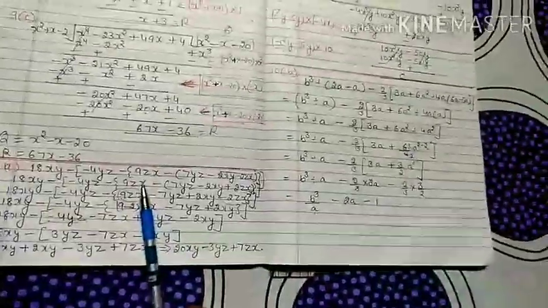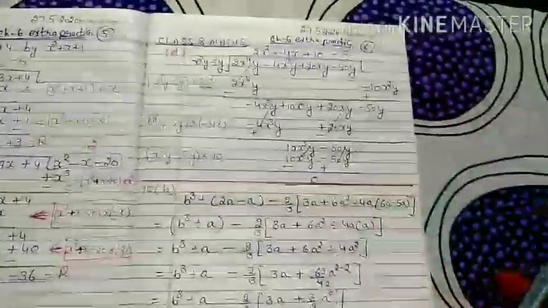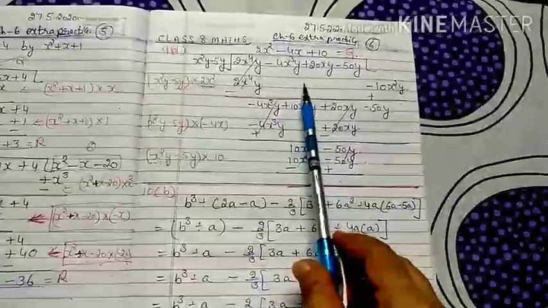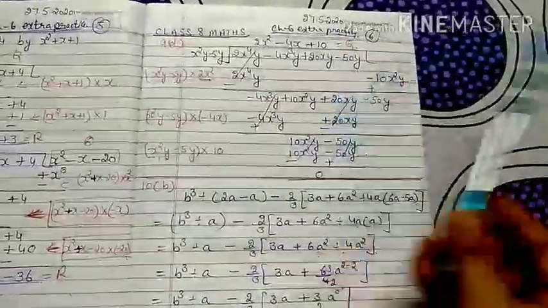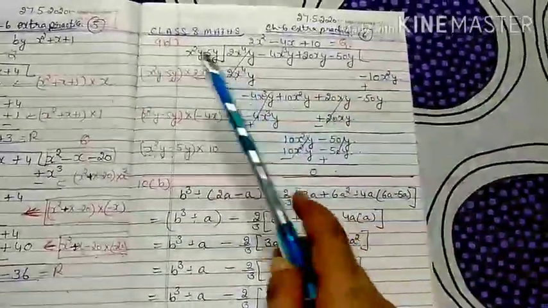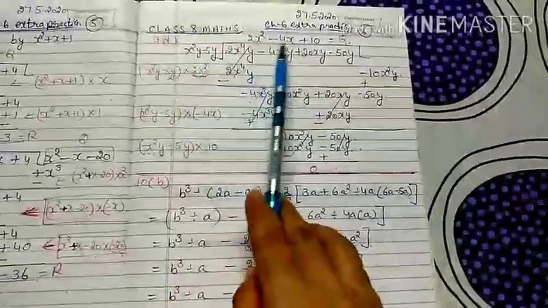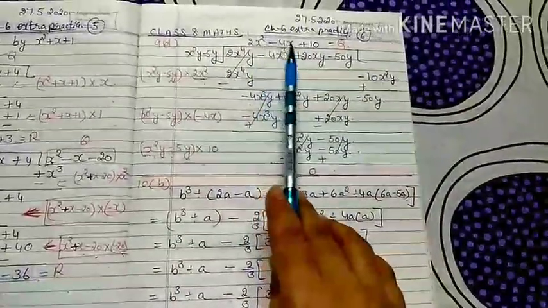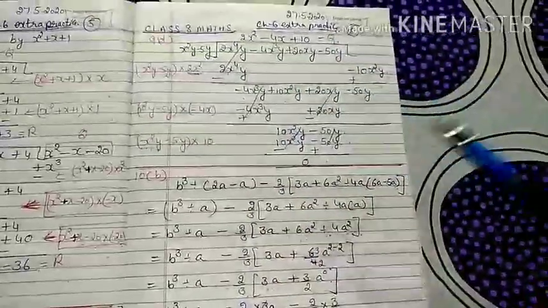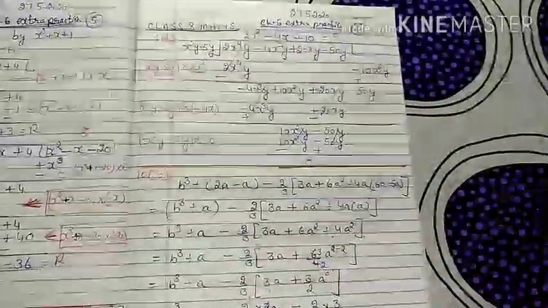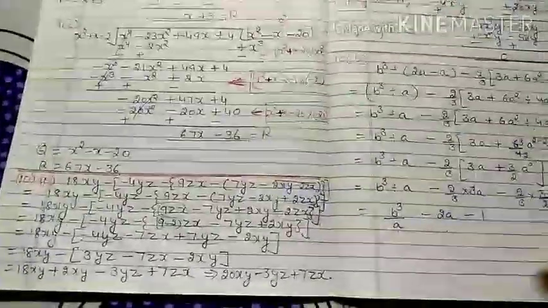There is one more question, ninth question D part, left. Here ninth question D part is 2x4y minus 4x cube plus 20xy minus 50y, and similarly my divisor is x square y minus 5y. Now when I divide, I got the quotient 2x square minus 4x plus 10, and when I calculate this, my remainder is 0.